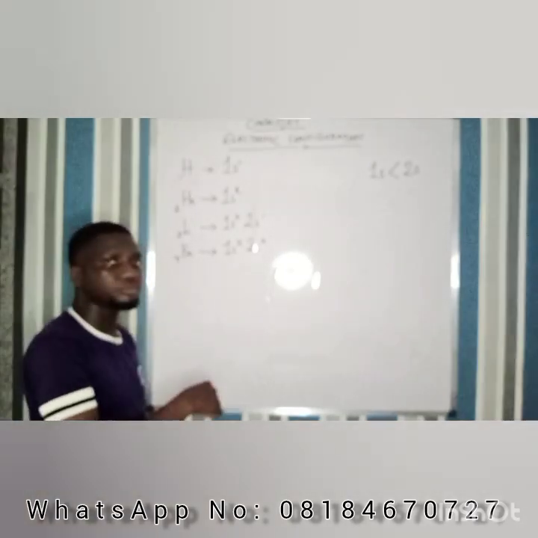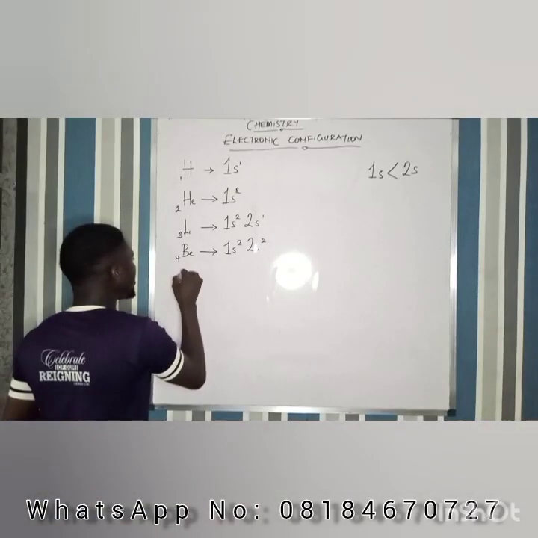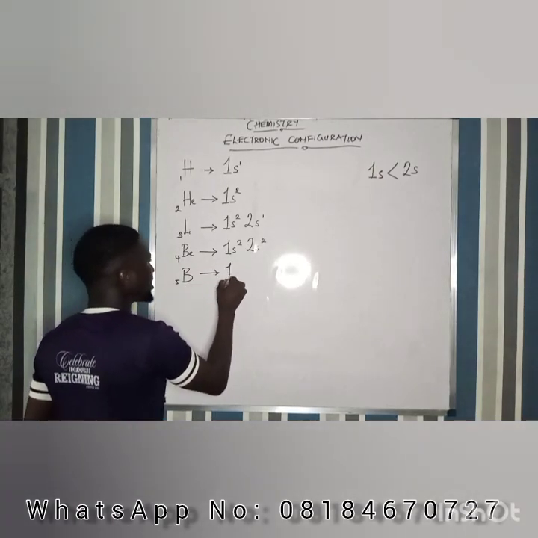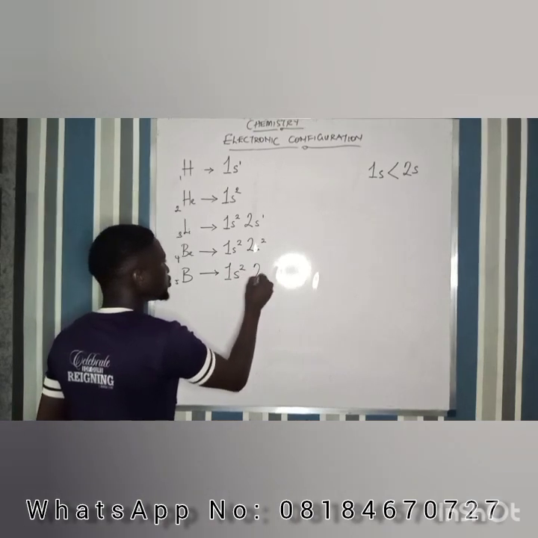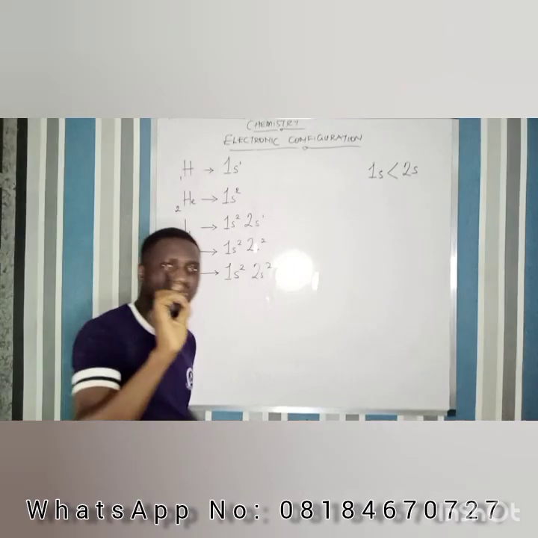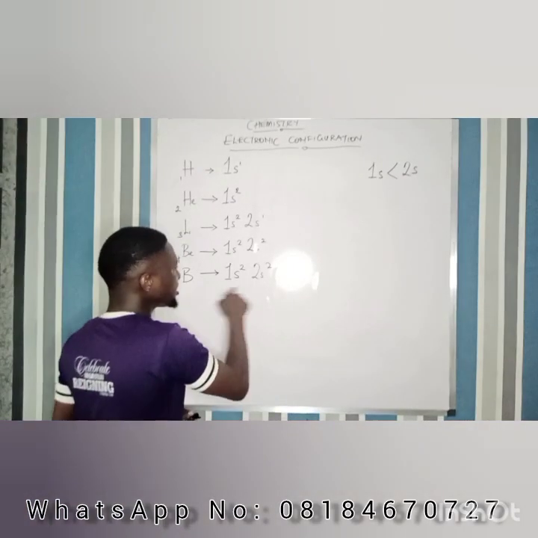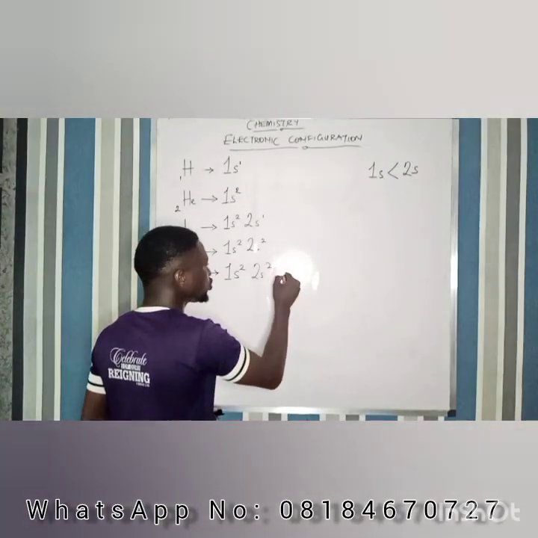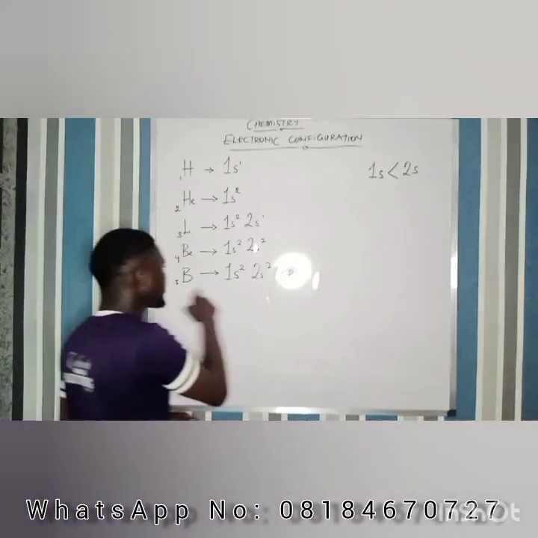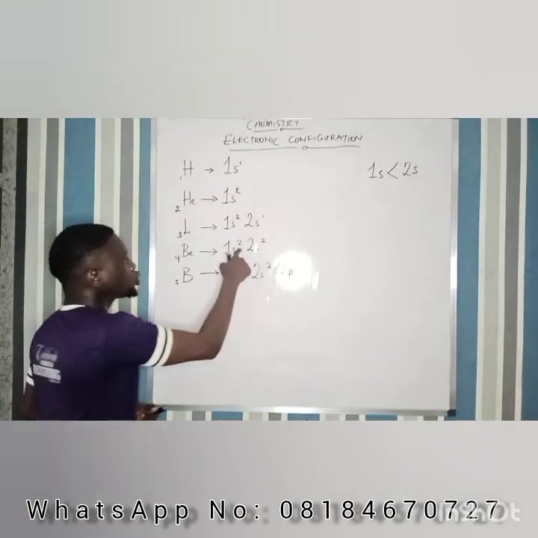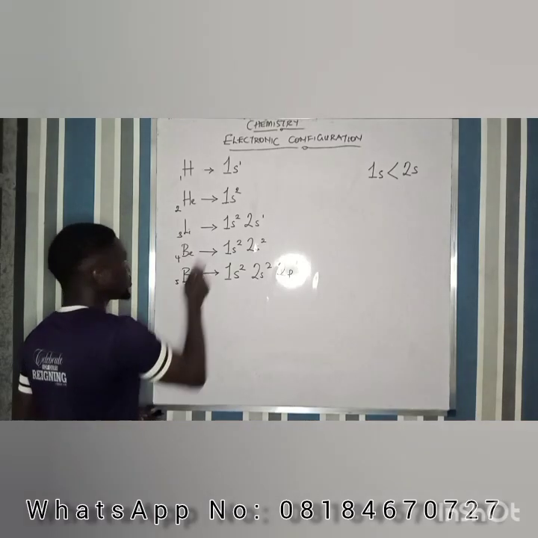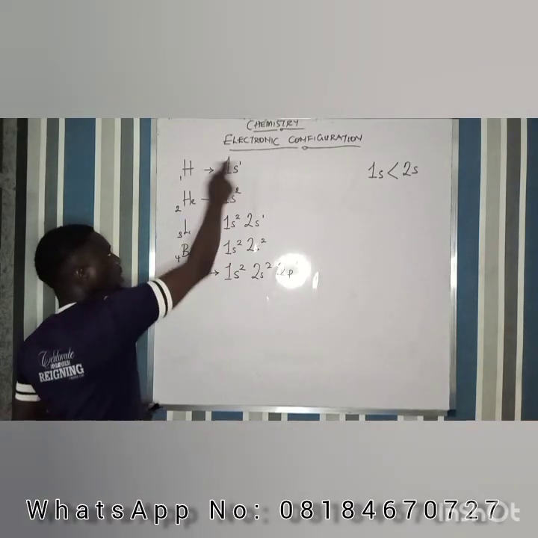The next one is boron, atomic number of 5, that is 1s2, 2s2. Don't forget, the s orbital cannot take more than 2 electrons. Then the next one, we are going to have 2p1, that is 2 plus 2 plus 1, that is 5. 2 plus 2 will give us 4, and 4 plus 1 will give us 5. So this one is 2, 2, 1 and 1.